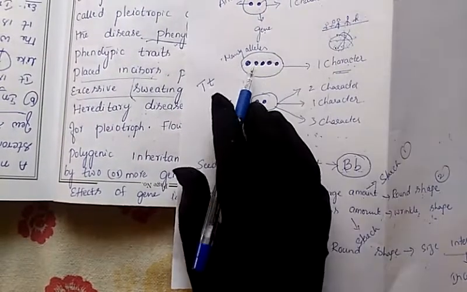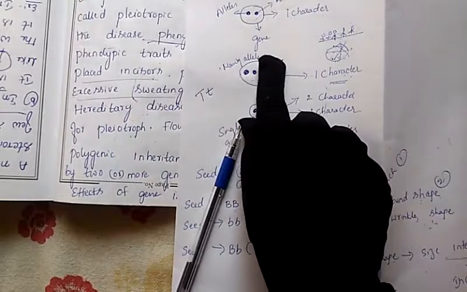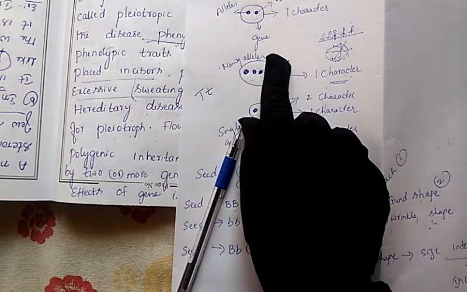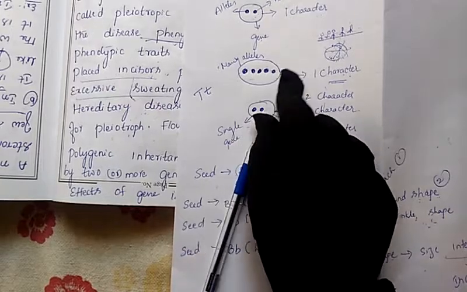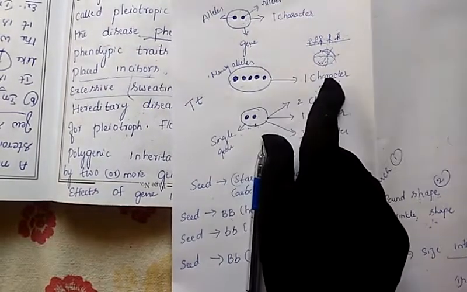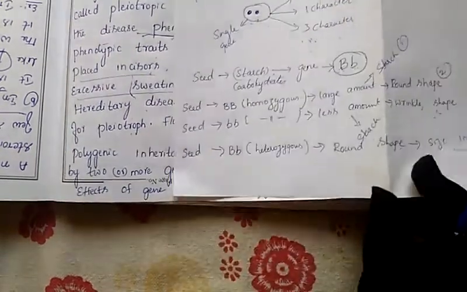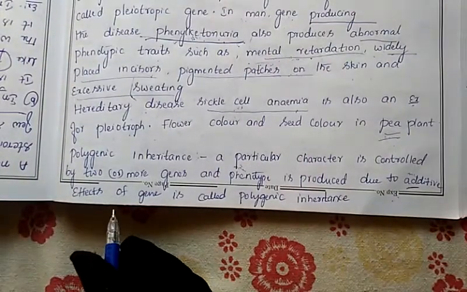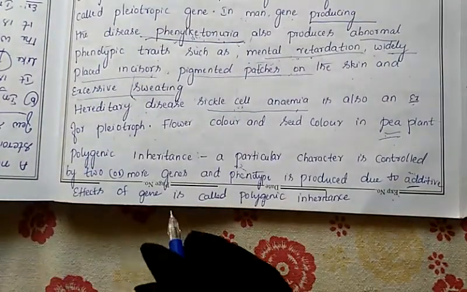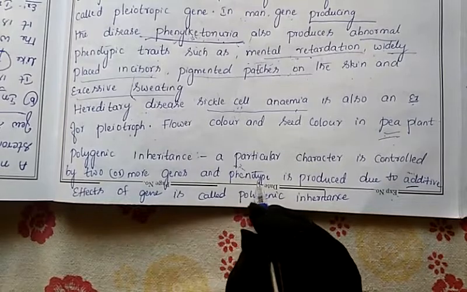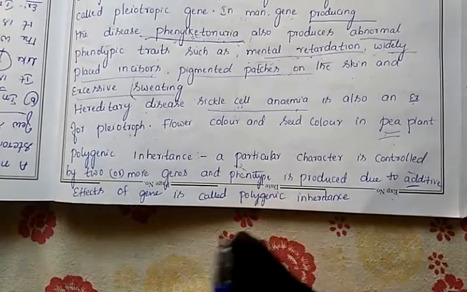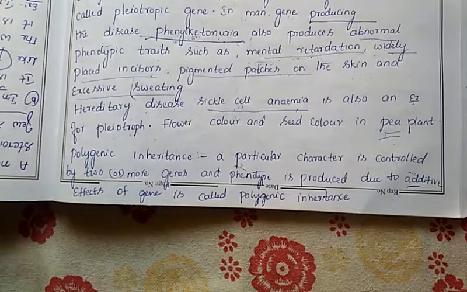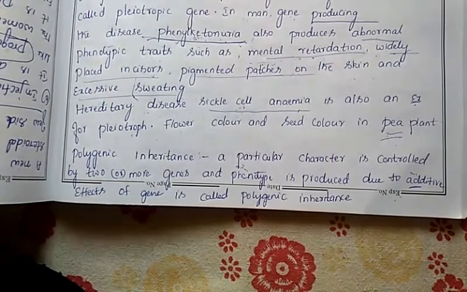Before, only two genes were present here. But the additive genes have been added here. Many genes have been added to perform the single character. That's why we call it additive, due to the additive effect of the genes. Due to the genes, it will produce a phenotypic character, and this condition we call polygenic inheritance.